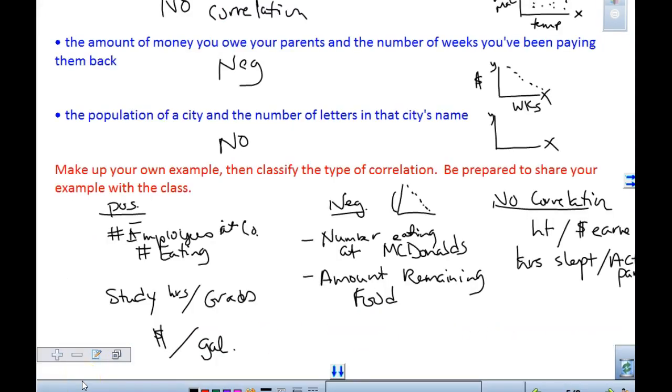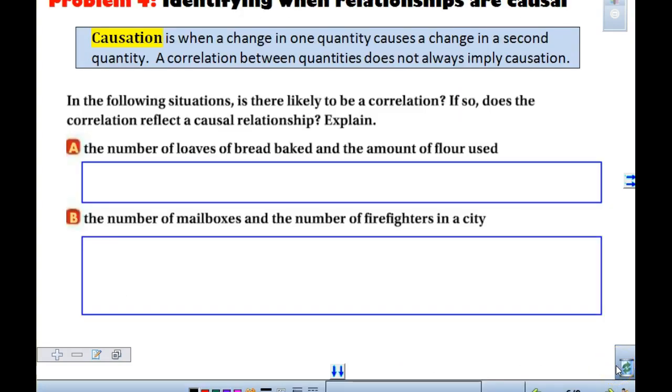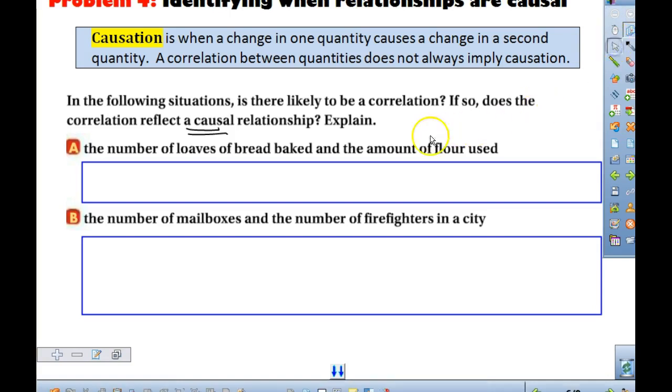We'll use some different graphs that are really interesting on this website that I'm going to show you in a few minutes, where we look more at the causation. So causation is when a change in one quantity causes the change in a second. A correlation between quantities does not always imply causation. So for the following situation, is there likely to be a correlation? If so, is it reflected as a causal, so causing, relationship? As we read this, the number of loaves of bread baked and the amount of flour used, do you think that's positive, negative, or no correlation?